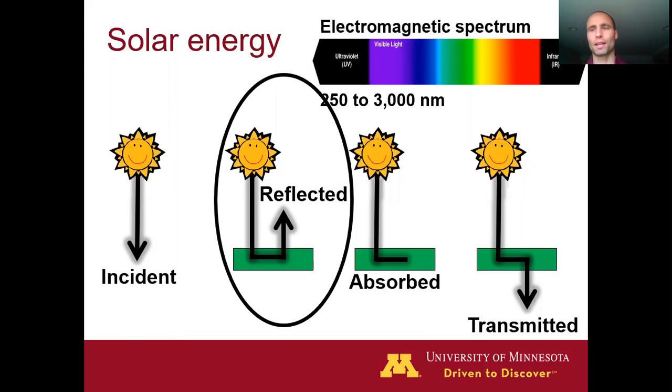And we can intercept some of that energy and measure it with different kinds of sensors. And the idea is these sensors can measure how much energy is being reflected at different wavelengths along that electromagnetic spectrum.